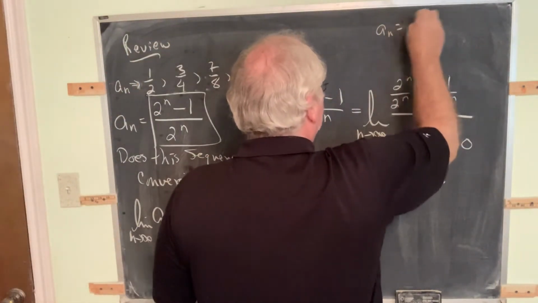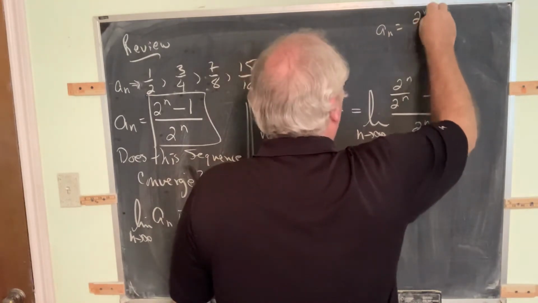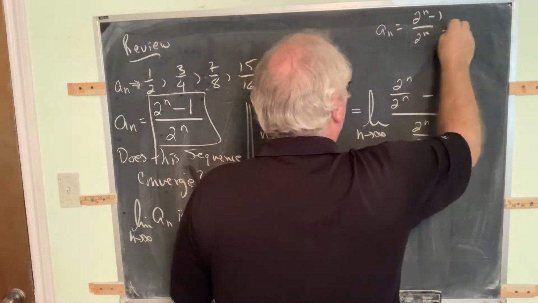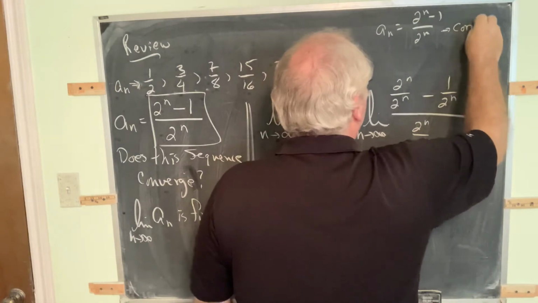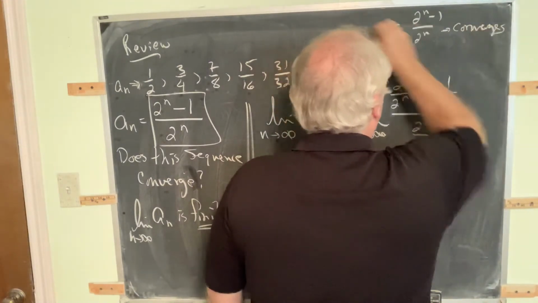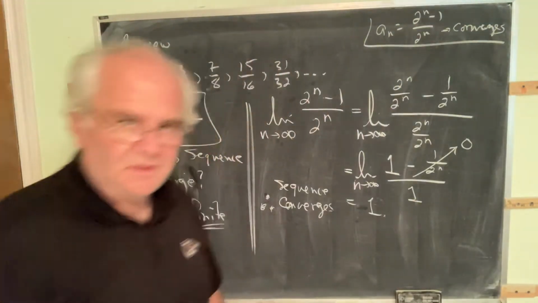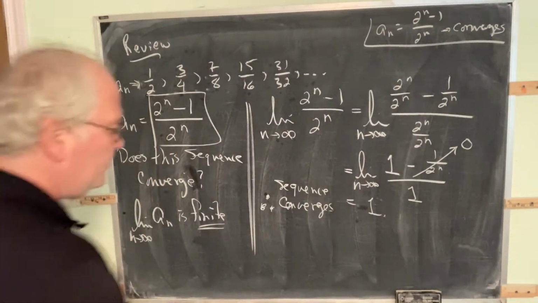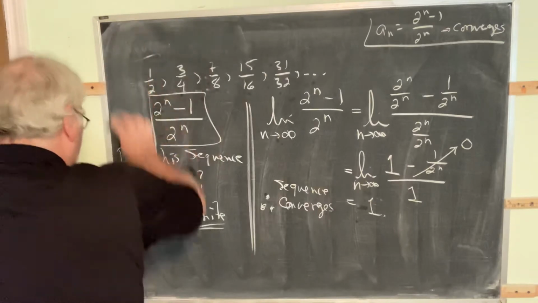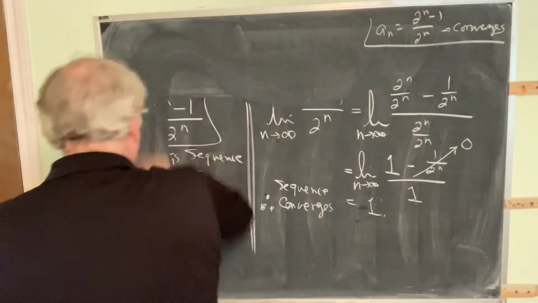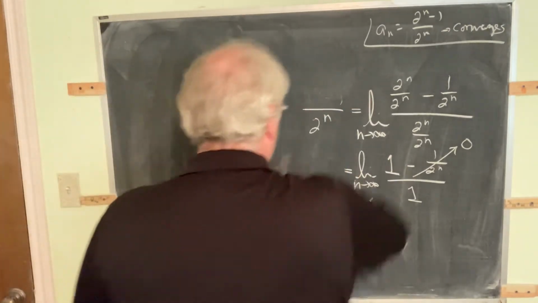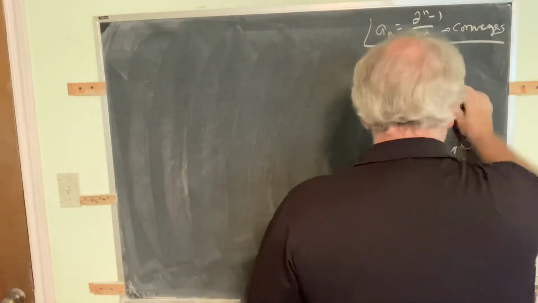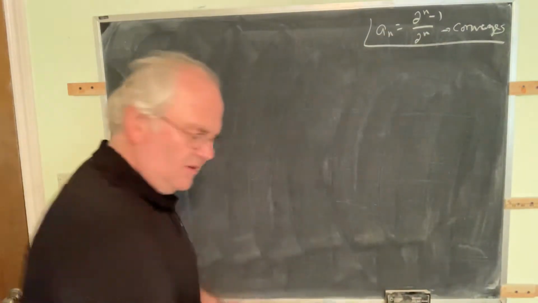If a_n is equal to (2^n - 1) over 2^n, this converges. I'm going to use that a little bit later here, and so I'm going to just make a little note of that up in the corner here. So, let's follow the trail of the shift of attention, the shift of focus from sequence to series.